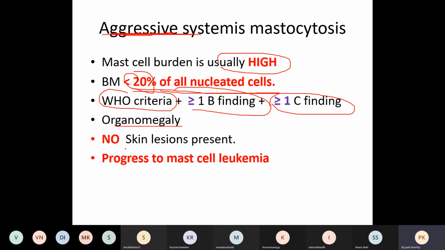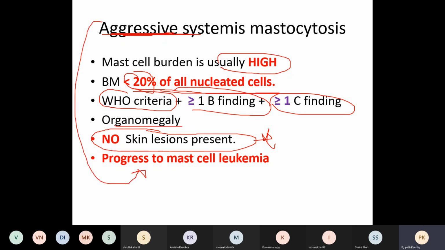Then again same organomegaly, and this is important. This is your potential MCQ. This is your NEET SS MCQ. Like I told you, serum tryptase levels are normal in which mastocytosis? That is indolent mastocytosis. What we tend to think is, oh, this is aggressive systemic mastocytosis, so there should be skin lesion also. But it is the opposite. There will be no skin involvement. And this one has more propensity to go into mast cell leukemia.